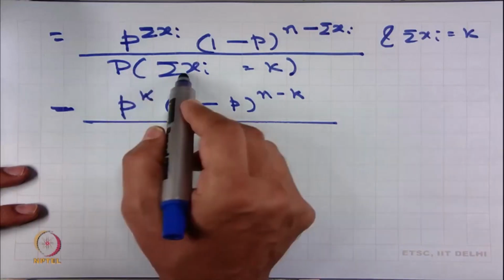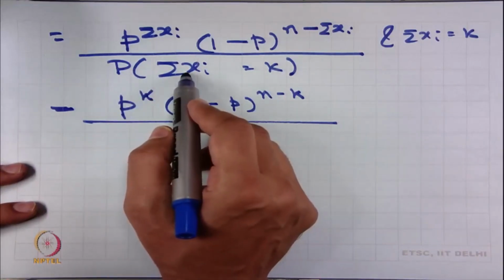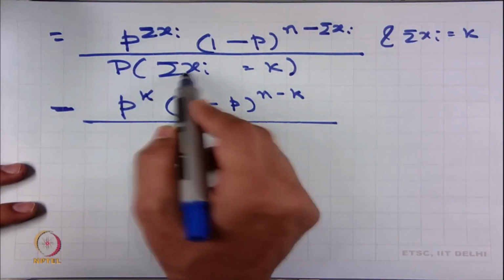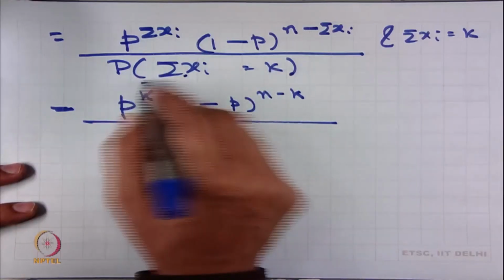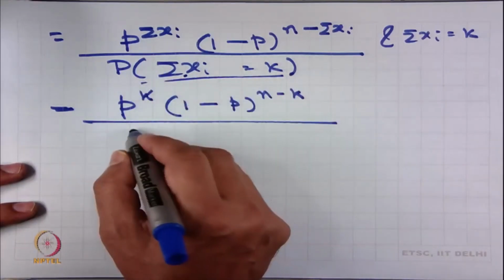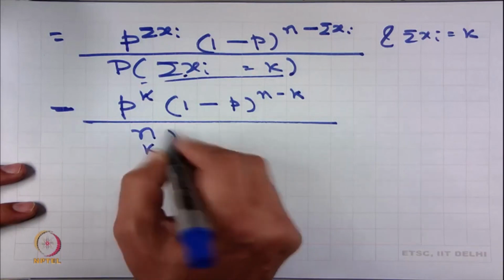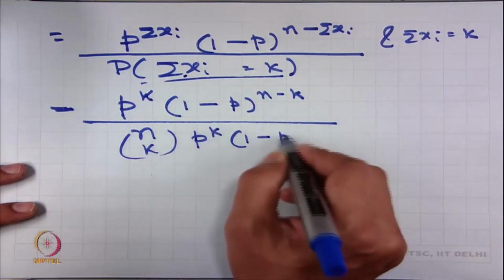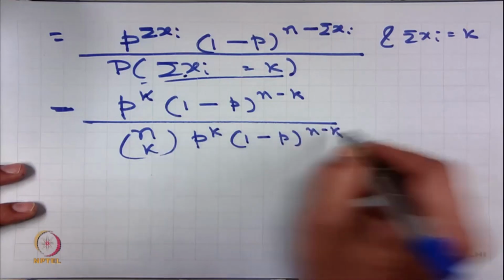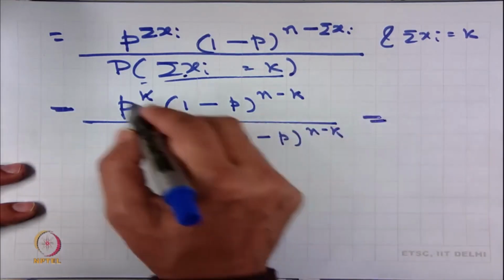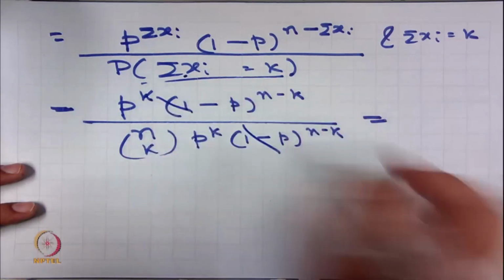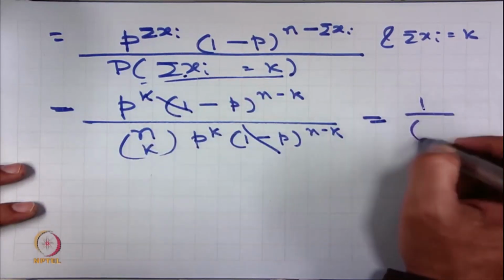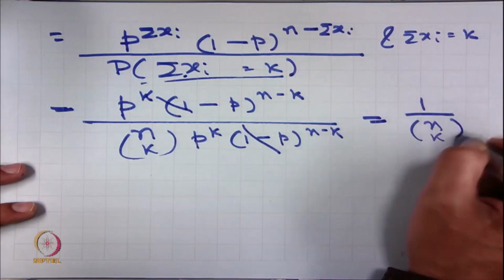So, this is nothing but p to the power k into 1 minus p whole to the power n minus k, divided by, since sigma xi is now a binomial random variable with parameters n, p, it will take the value k with probability n c k p to the power k into 1 minus p whole to the power n minus k. You see that this cancels with this, therefore, we are left with 1 upon n c k.